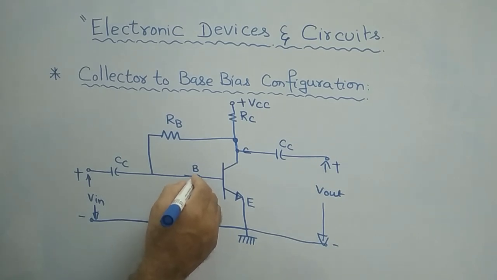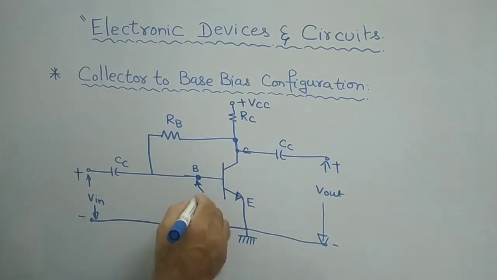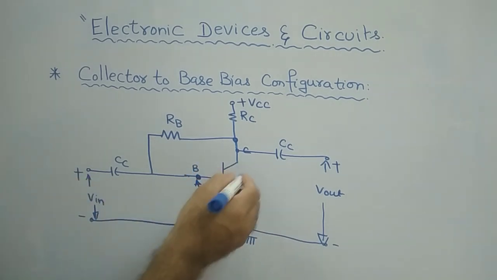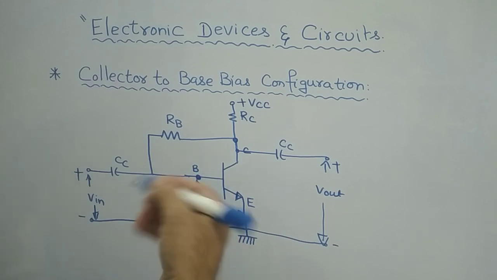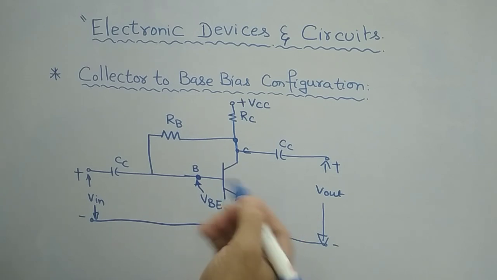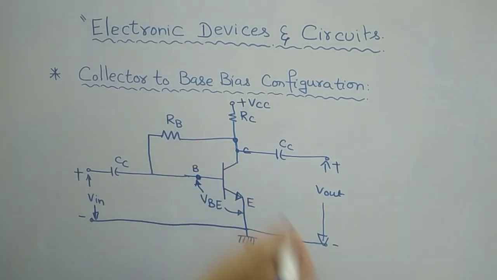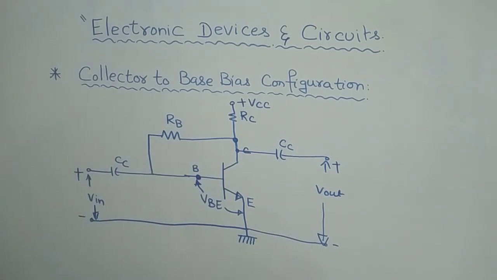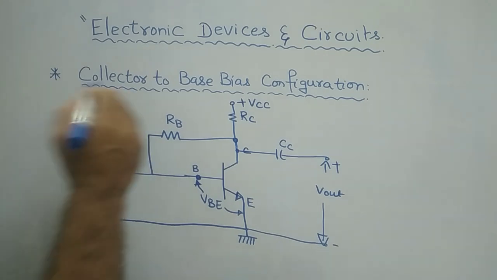Remember that between the base and the emitter there is an internal voltage, VBE, the base to emitter voltage. If it is a silicon transistor, then the value of VBE is 0.7 volts. That is very important, and it will be considered during the solution if any problem is given. In that problem, we will use VBE as 0.7 volts for the silicon transistor.